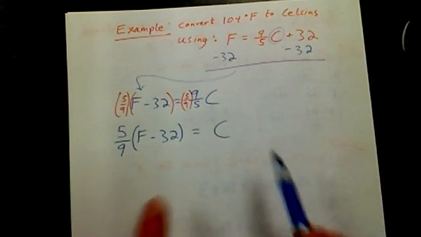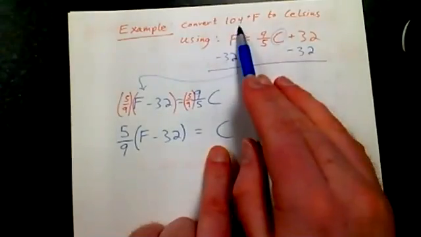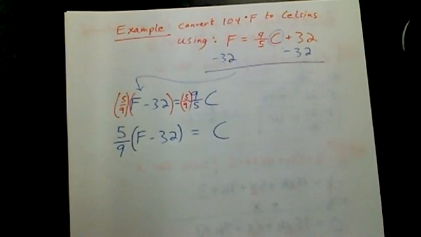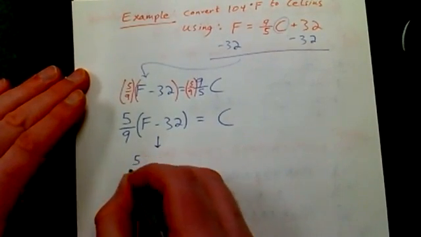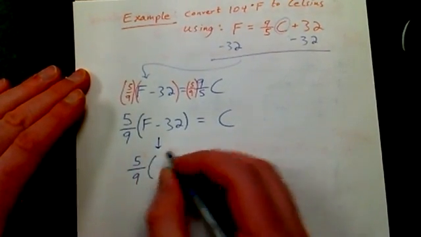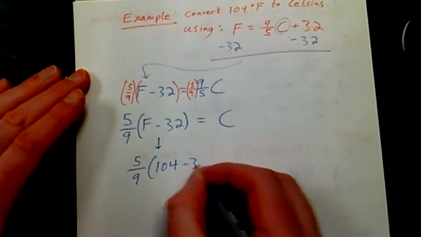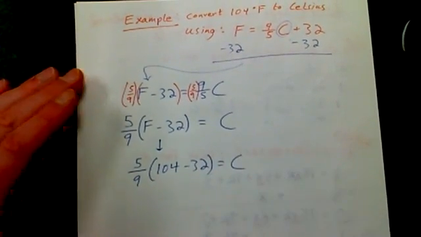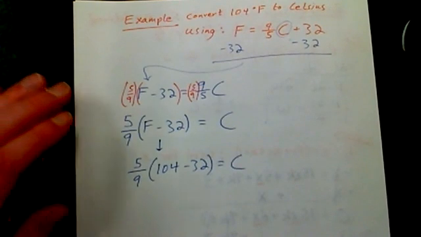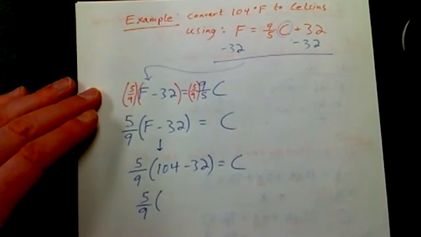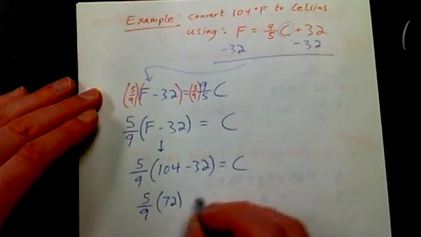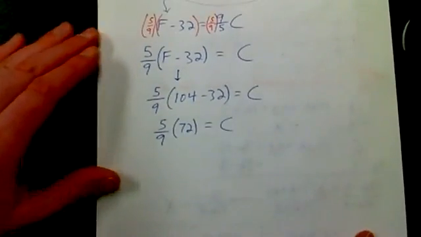Now that I've reworked this formula for what I want, I'll plug in the 104 for Fahrenheit. Like I said, I think that's the easier way. If you want to plug it in earlier, you can. This is the way I like to do it. So let's see what we get. 5 over 9 times 104 minus 32 is equal to C. From right there, that's 5 over 9 times 72, which is equal to how many degrees we have in Celsius.